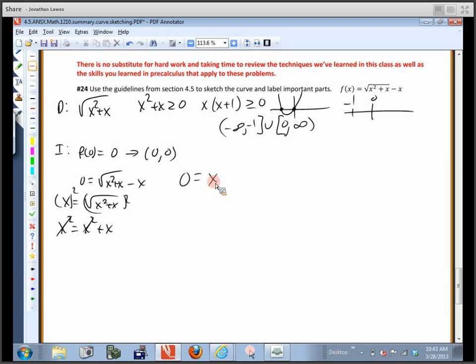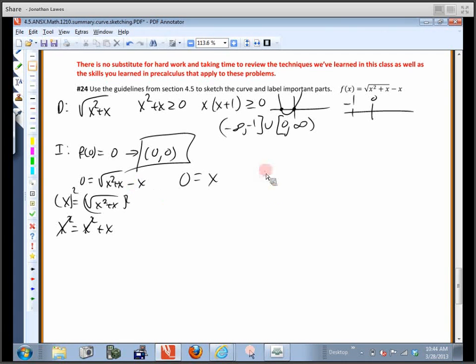So it only has one x-intercept. It happens to be at the origin. It's at the point we just found. Okay, so this only touches the axes in one place, and that's at the origin. Okay, we at least know we've got one point on this graph so far. Okay, any questions?